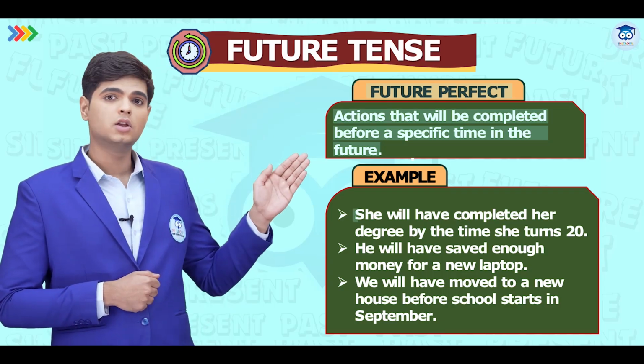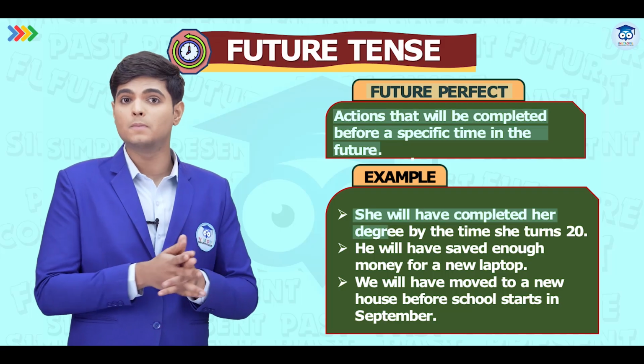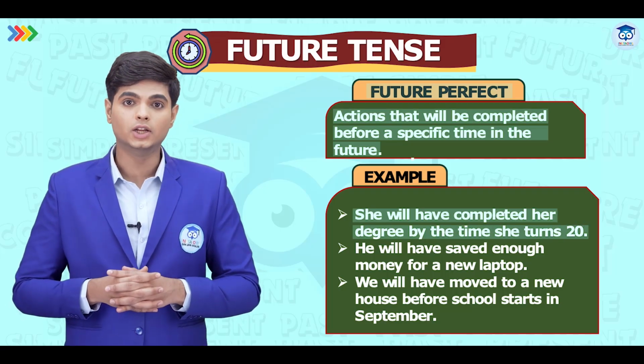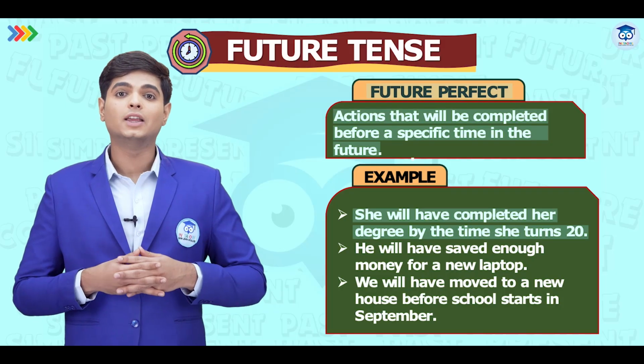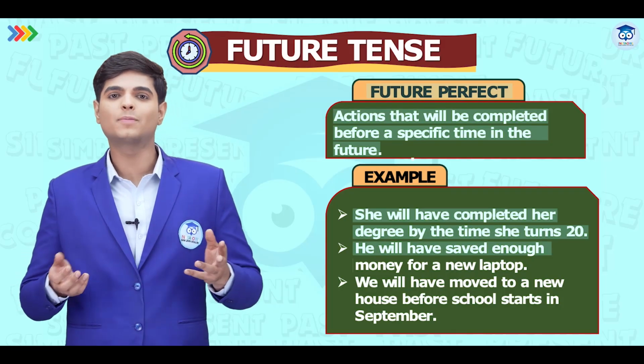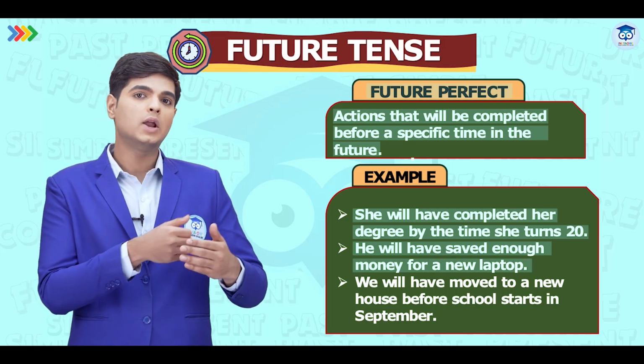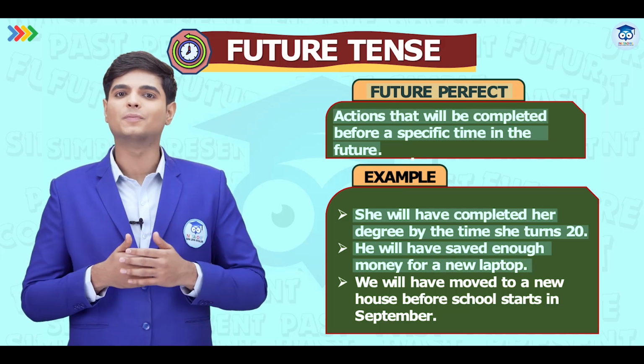In the example, she will have completed her degree by the time she turns 20. The degree will be done before her birthday arrives. Then we have, he will have saved enough money for a laptop. That tells us the goal will be reached before an unstated deadline.